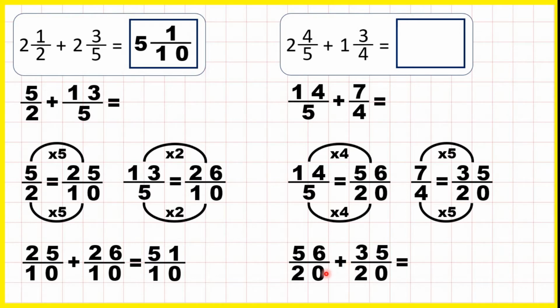So we're adding fractions, so the denominator stays the same, and 56 plus 35, you might need to use column method for this, but that gives us 91. So our answer is 91 over 20. Now, if we want to change that back into a mixed number, we need to divide. So 91 divided by 20 is 4 remainder 11. That's because 4 times 20 is 80, then we need 11 more to get to 91. Our denominator stays over 20, so our answer is 4 and 11 twentieths.